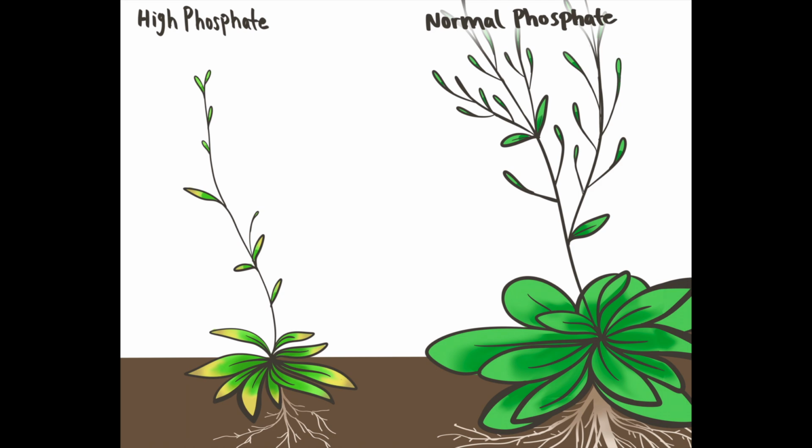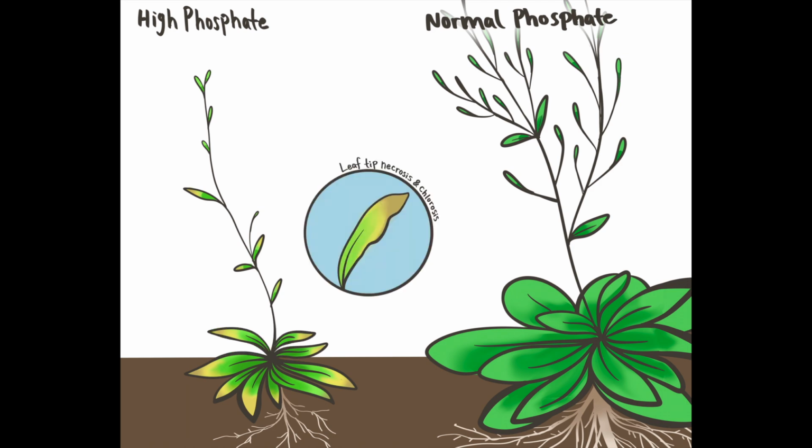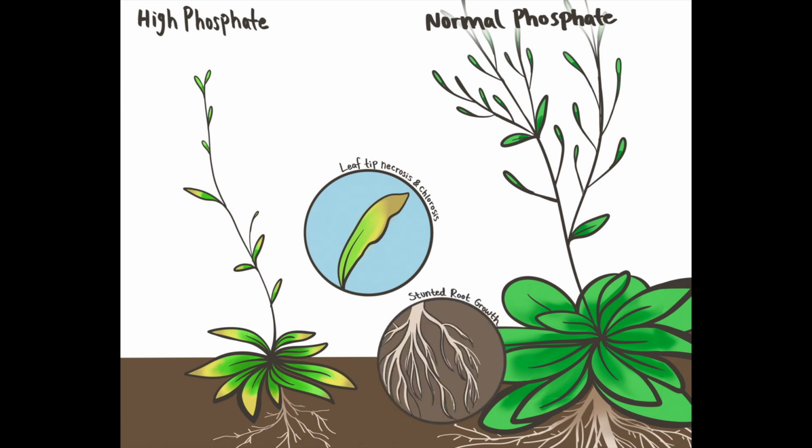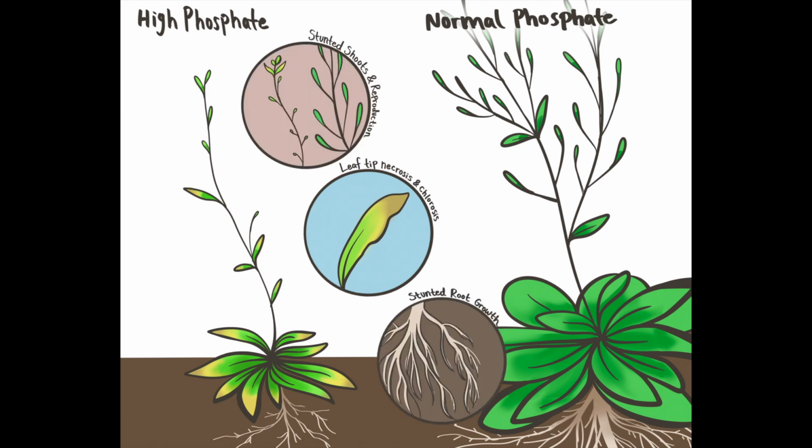Studies show that when plants acquire too much phosphate, they show symptoms of phosphate toxicity. Phosphate toxicity includes, and is not limited to, yellowing of the leaves, also referred to as leaf tip necrosis and chlorosis, as well as stunted root growth and reproduction. Excess phosphate can also make plants deficient in other important nutrients, such as iron and zinc.